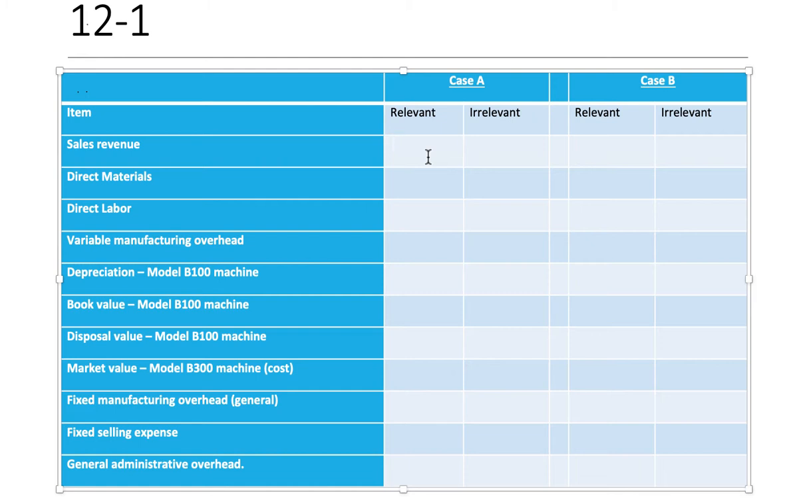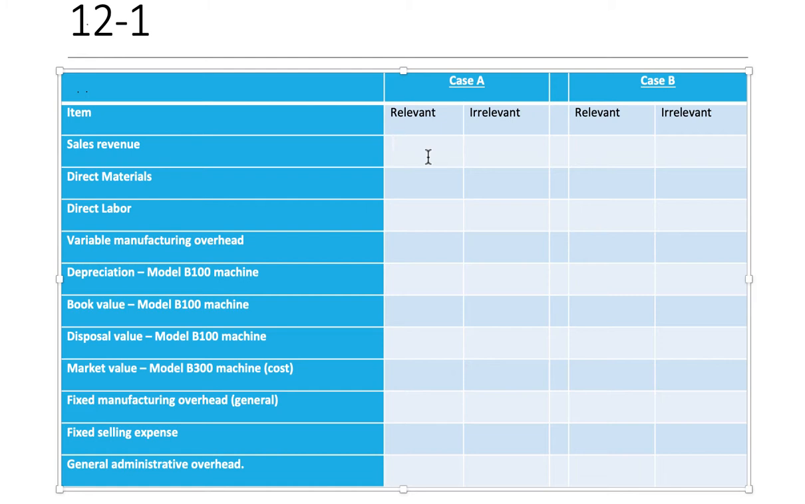What we've got to do is we have a list of financial impacts, right? Sales, direct material, direct labor. We have to say if they're relevant or irrelevant in regards to each case. Now, remember the key thing here. Any financial number or any situation that differs between two alternatives, it's relevant. Okay, it's relevant. If it does not differ, if it's the same between two scenarios, it's irrelevant.